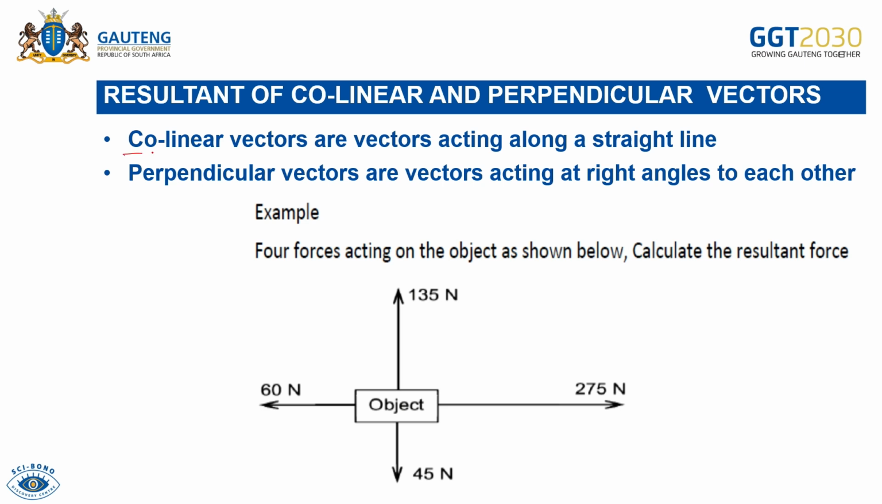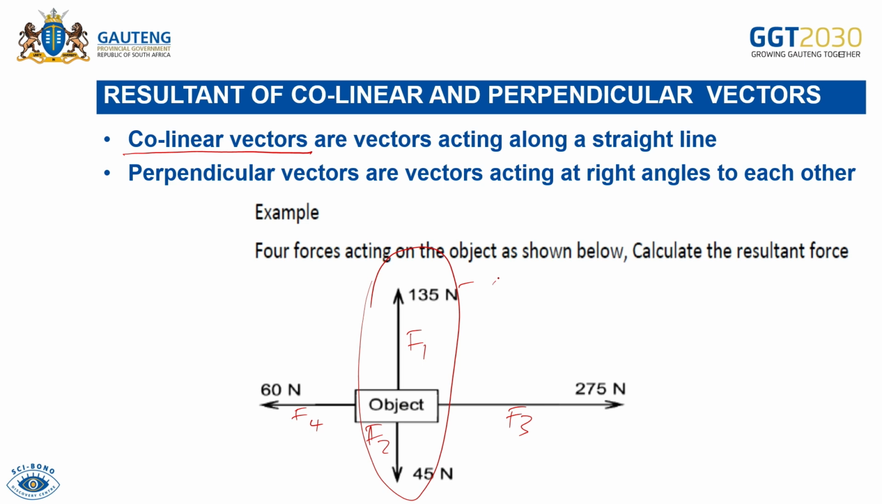What are collinear vectors? Collinear vectors are vectors that are acting along a straight line. When you talk of collinear vectors, those are vectors that are acting along a straight line. For example, when you look at 35 newtons, let's say this is your F1, this is your F2, this is your F3, this is your F4. So your F1 and F2, you can see they're acting along a vertical straight line, right?